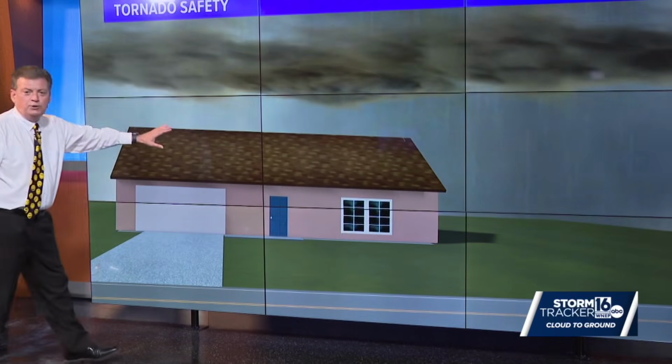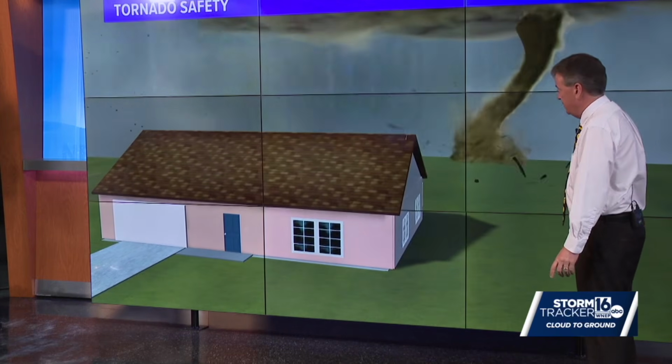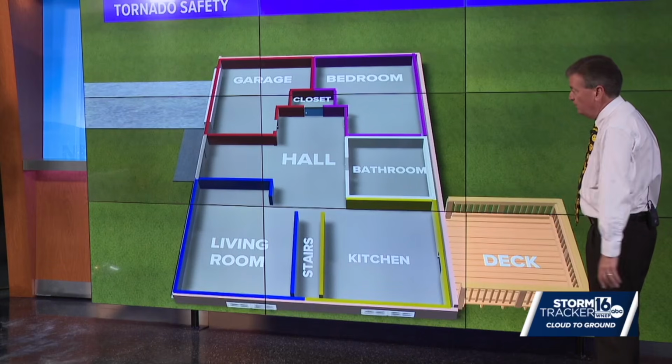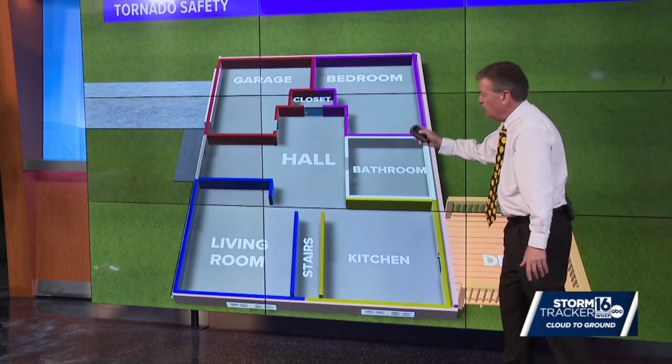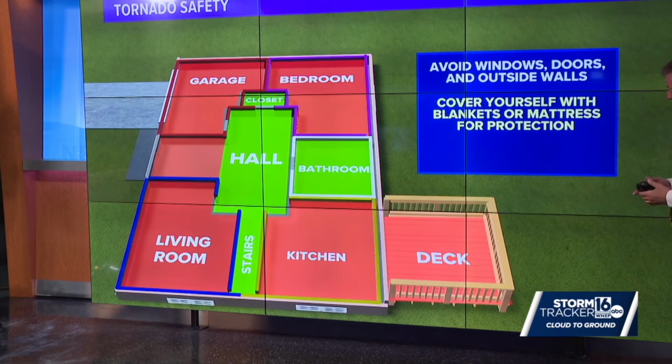So let's say this is your house. You're home, you're watching TV, say you're watching WNEP. Suddenly, you get a tornado warning signal, meaning a tornado could be near your house. What do you do? Well, if this is your house, you want to go to the interior part of your house or a basement if you have one. Avoid windows and doors.